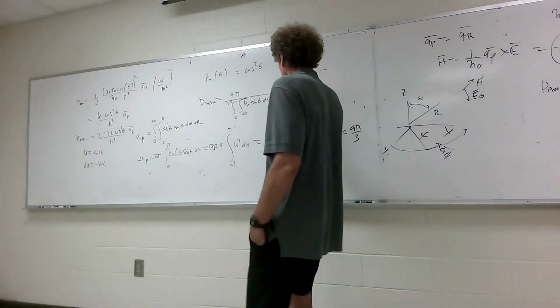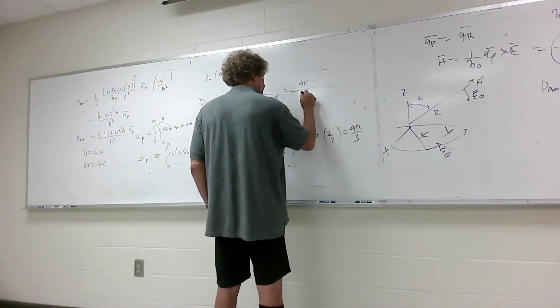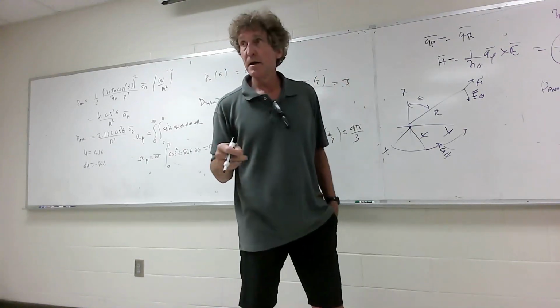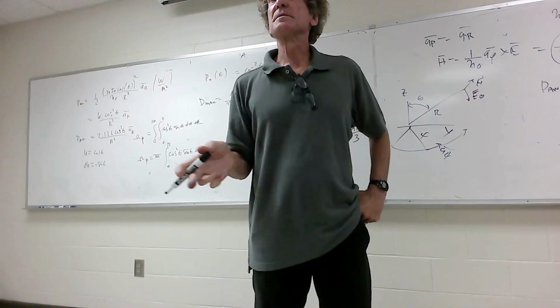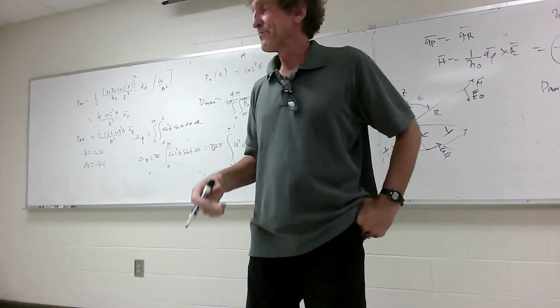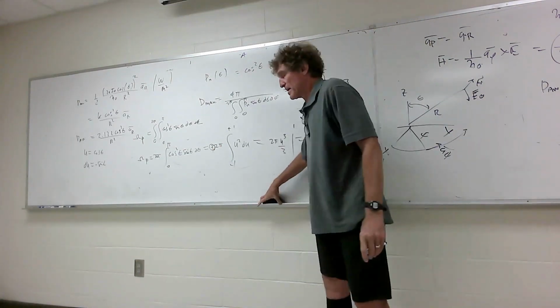So what is this going to be? Well, this is 4 pi divided by 4 pi over 3, or it's simply 3. I hope I wrote that down. Is that right? Now what else? And then ask for the directivity. If we have D max, what is the directivity?